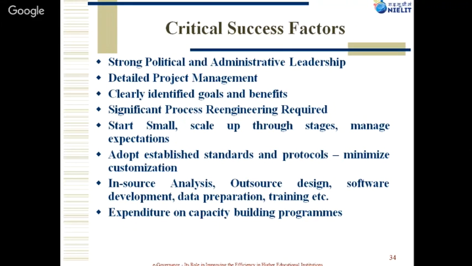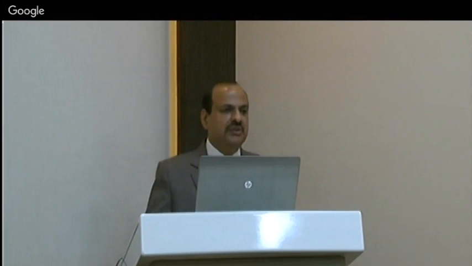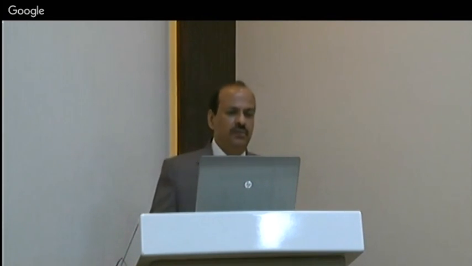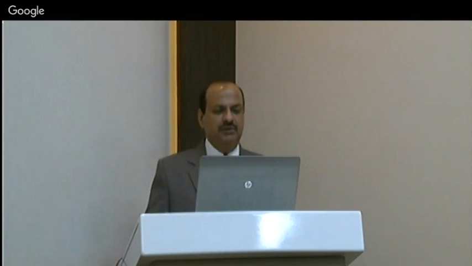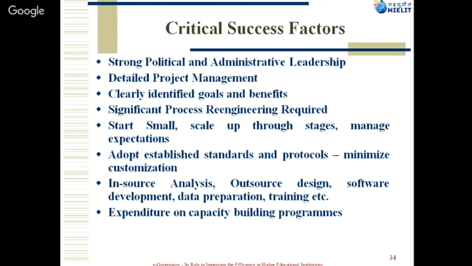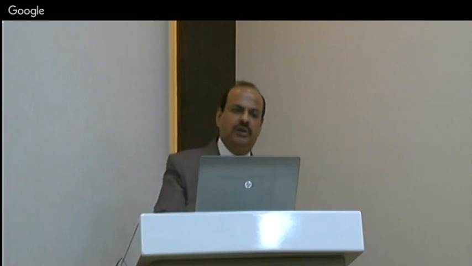Adopt established standards and protocols, minimize customization. So long as the standard software, protocols, rules, and standards are available, make use of them. If required, only then customize. In-source analysis; outsource design, software development, data preparation, training, etc. One such example: suppose any institute goes for a website. Instead of reinventing, they can explore other options, whether they can hire the services or outsource them, instead of setting up their own data center, developing their own applications, deploying their own security mechanism, physical as well as cyber security, and providing 24/7 services. That is a very huge investment and lengthy process.